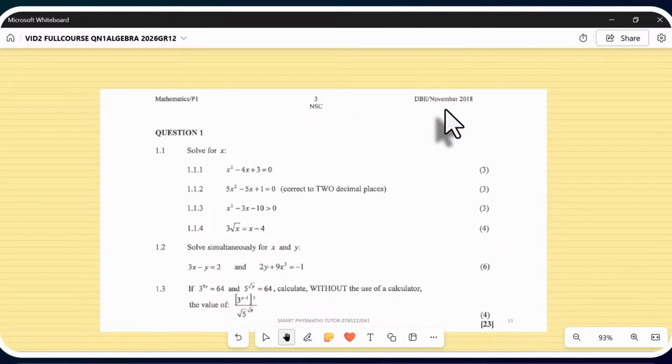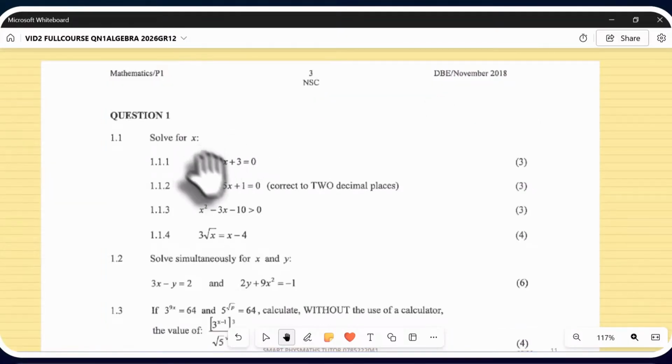Another question here about algebra, grade 12 again, and that is November 2018. Like we said, please pause the video, try this question. When you are done, watch the video to mark your work. Okay, let us proceed now. Solve for x, solve for x.